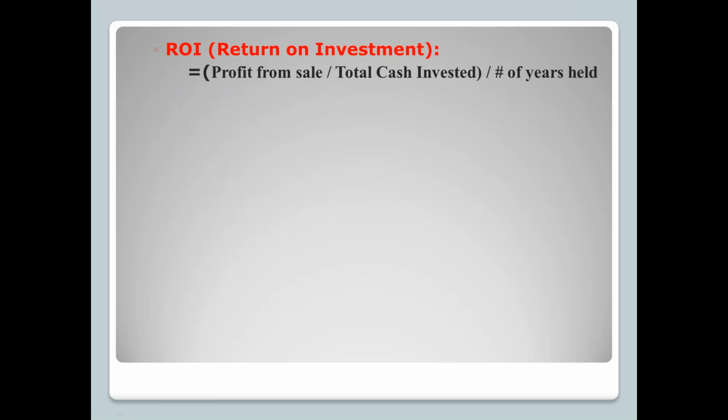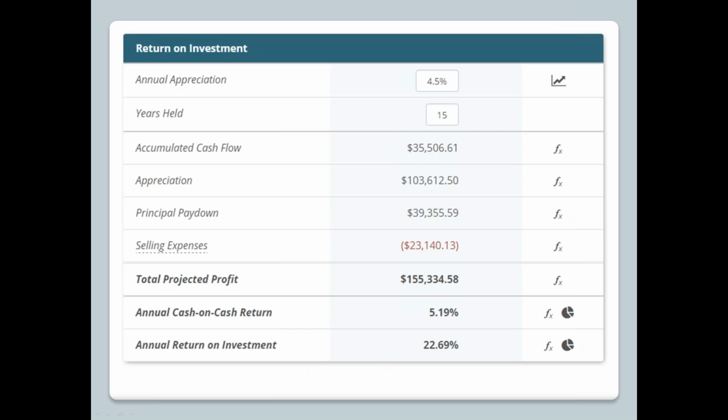So let's take a look at the calculation for return on investment. To calculate return on investment, we take the profit from the sale of the property, the profit that we made from owning the property after it's sold. We divide it by the amount of money we spent to buy the property, and then we divide that by the number of years that we held the property. In order to do that, we're going to need all of the numbers you're looking at on your screen here. We're going to have to use a calculator like the one on our website.